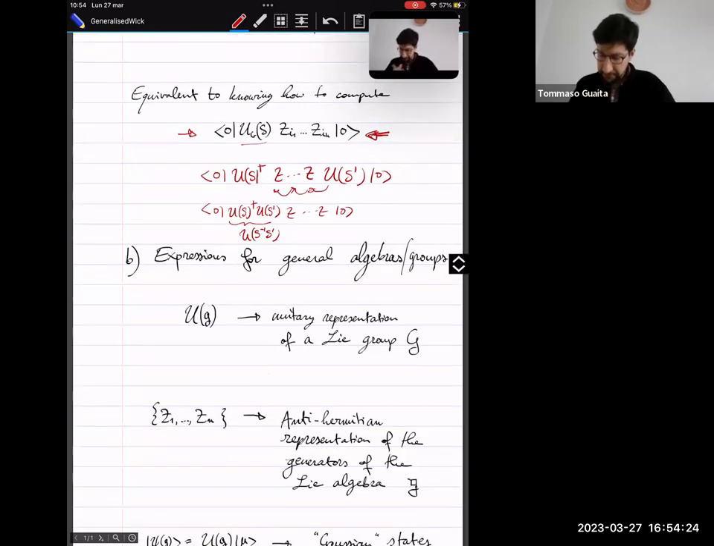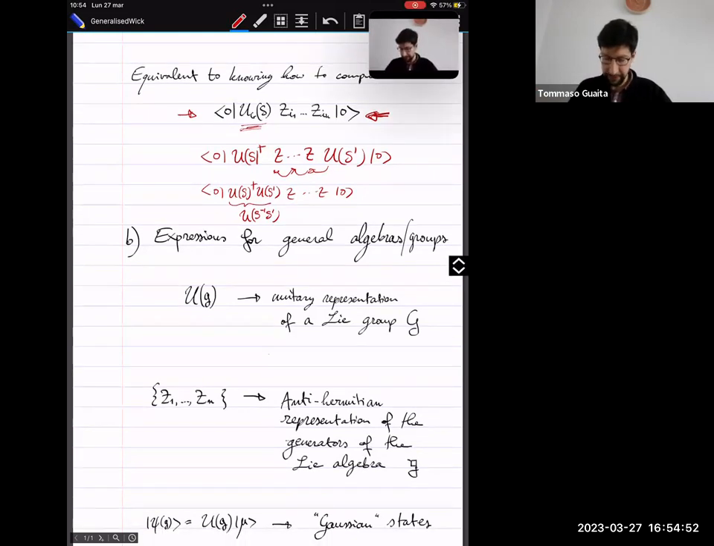So I on purpose use this rather abstract notation where instead of talking about the creation and annihilation operators, I talk about these Hermitian operators Z, and instead of talking explicitly about the exponential of some quadratic expression, I talk about it in this abstract way of these Gaussian unitaries. And I did this on purpose because you can see that this is a relatively general structure. So in principle, you can perform this whole procedure for any kind of group of unitaries U, which give you a unitary representation on your Hilbert space of a certain Lie group that we call G.